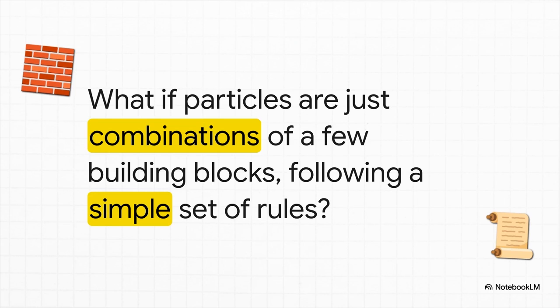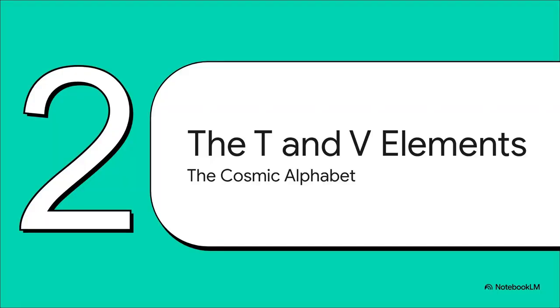Instead of a chaotic zoo with dozens of different particles, what if the universe is just running on a simple program? A program with a tiny alphabet and a few very basic rules of grammar, but one that's powerful enough to write everything from an electron to a top quark. Our job, then, is to figure out that code. So, what is this cosmic alphabet? What are the letters that write reality?